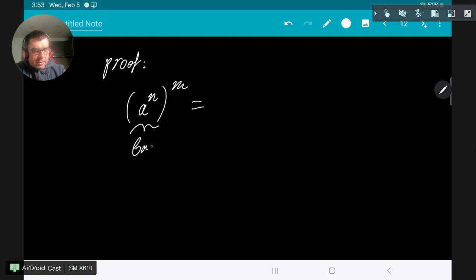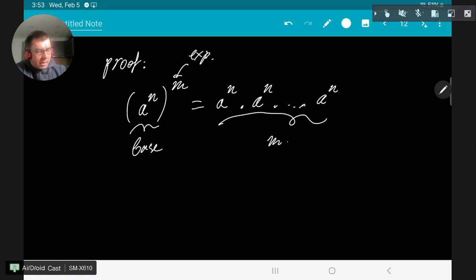If I want to write a proof of that, a to the power of n to the power of m, by definition, this whole thing here is my new base, and this is going to be my exponent. So by definition, I need to multiply the base by itself m times. So this is a to the power of n times a to the power of n times and so on, a to the power of n a total of m times.